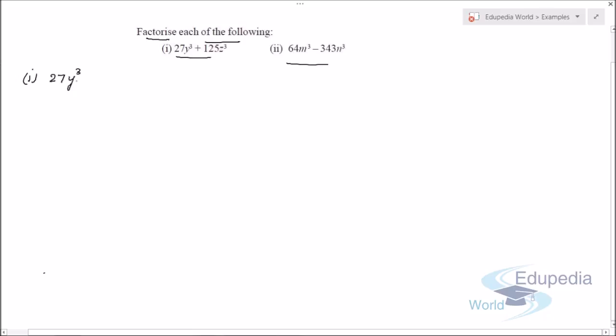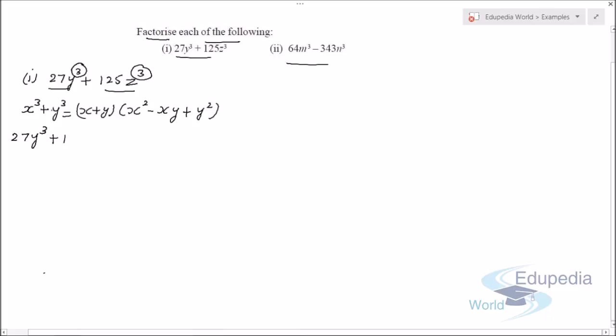27y³ + 125z³. So how you can do is, you have direct implication that we have two terms and both the terms have power cube. So which directly implies that we can apply identity x³ + y³ = (x + y)(x² − xy + y²). So we can write 27y³ + 125z³. Now how to solve this now? See, we have 27y³.